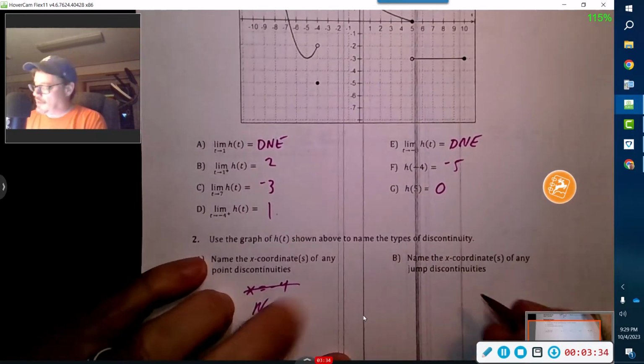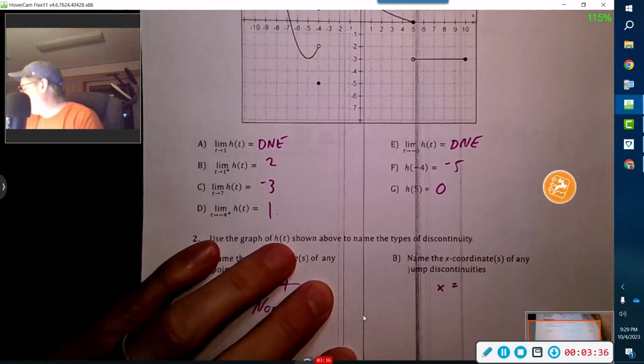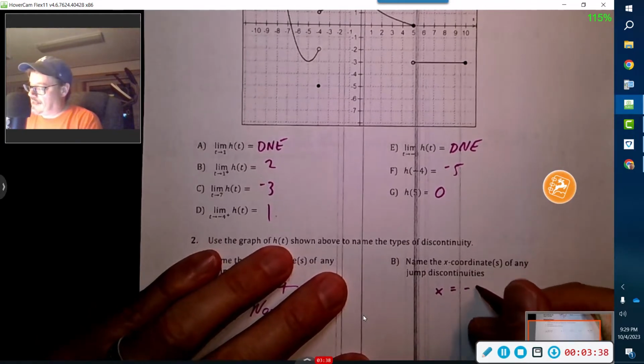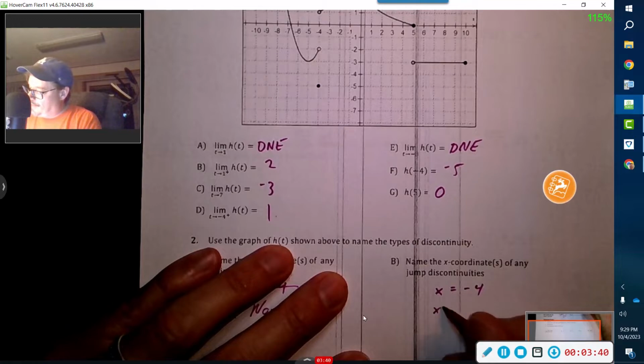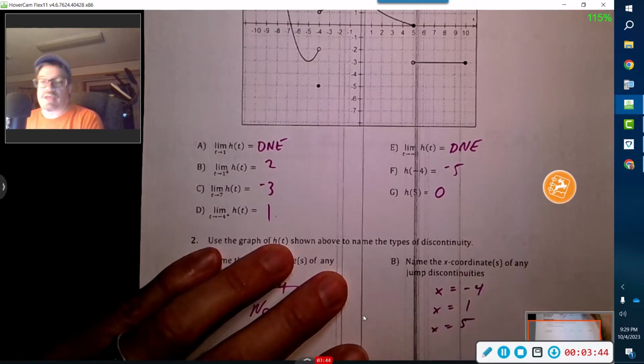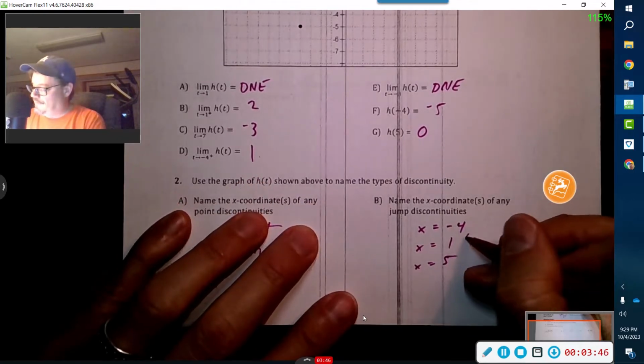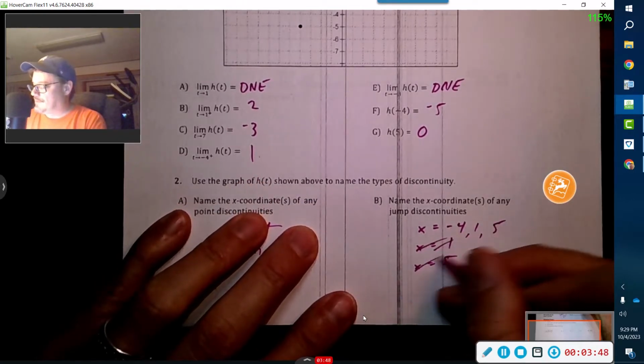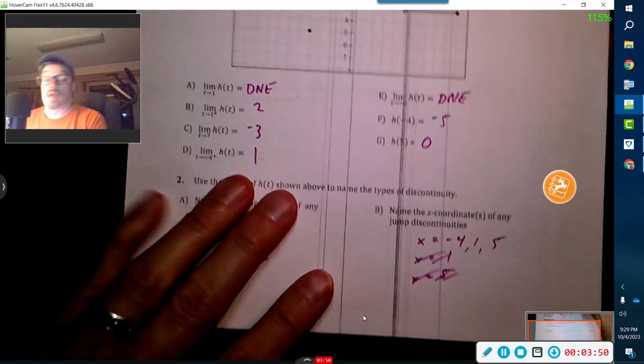So here we're going to name the coordinates for all the ones that have jump, okay? So that's going to be -4, x equals 1, and x equals 5. Okay, so you could have just kind of put -4, 1, comma 5. That would have been absolutely acceptable, just like that. Okay, all right.